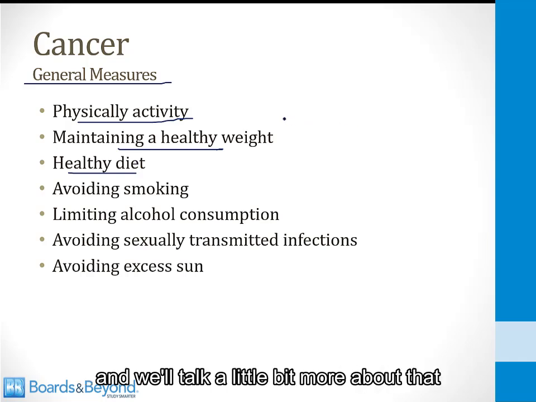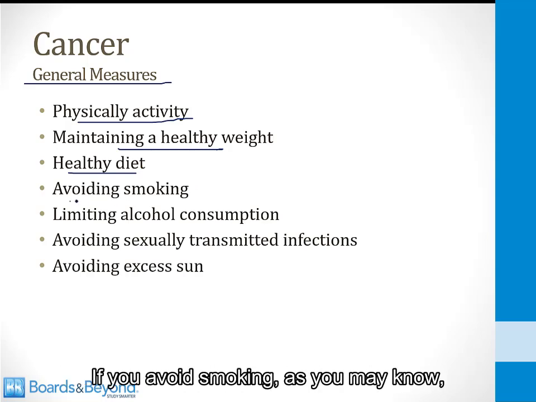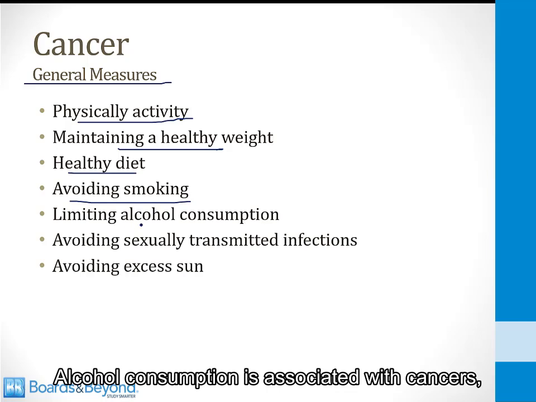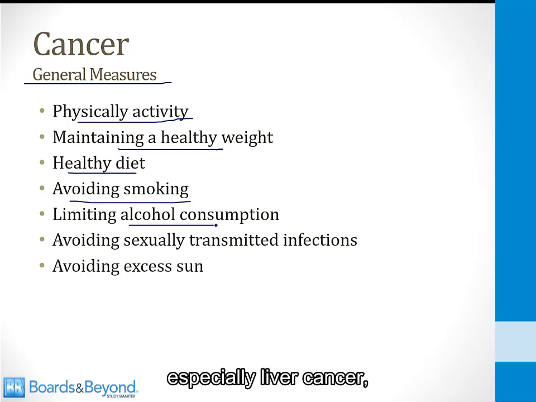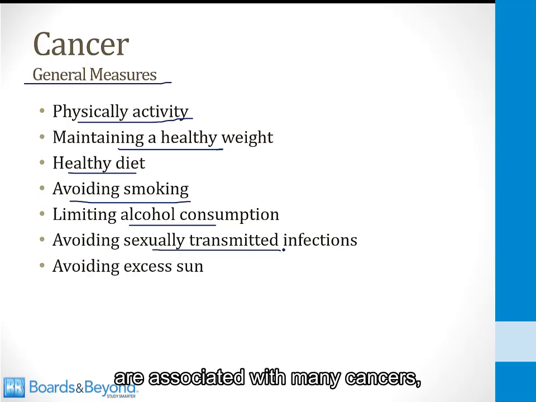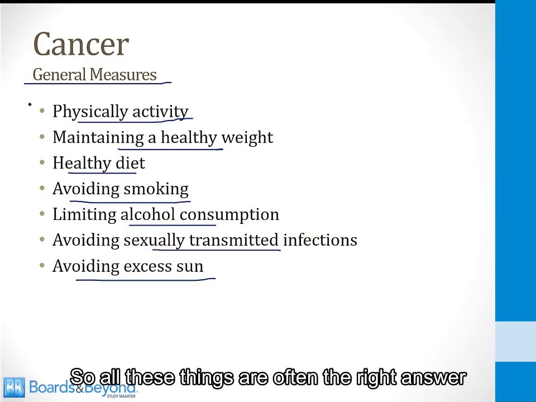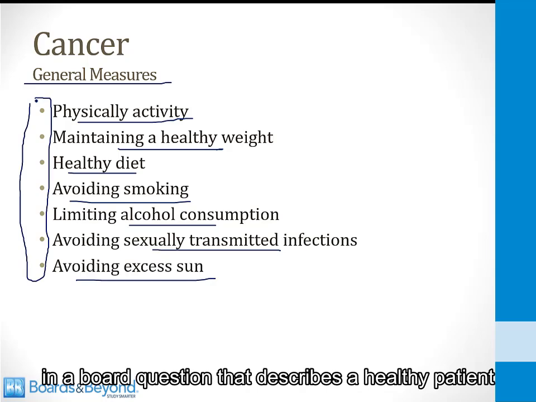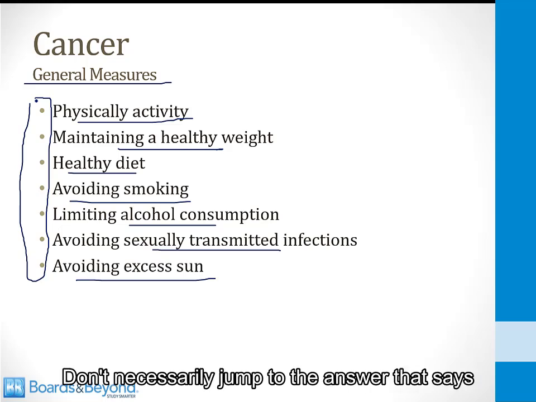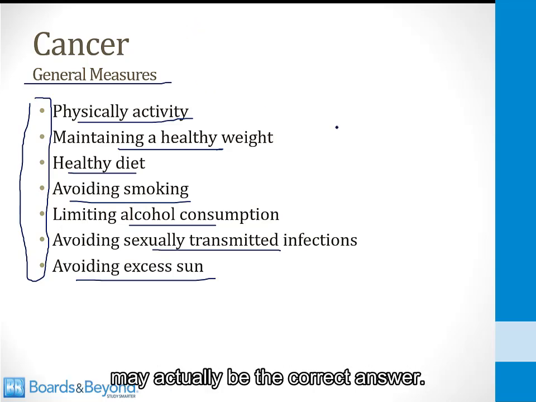And we'll talk a little bit more about that on the next slide, but patients who are sedentary and overweight are more likely to develop cancer. If you avoid smoking, as you may know, there are a number of cancers associated with smoking, so if you don't smoke, your risk is lower. Alcohol consumption is associated with cancers, especially liver cancer, so limiting alcohol consumption prevents cancer. STIs, sexually transmitted infections, are associated with many cancers, so you want to avoid those. And obviously, avoiding excess sun prevents melanoma. So all these things are often the right answer in a board question that describes a healthy patient and says, what should you do to prevent cancer? Don't necessarily jump to the answer that says a mammogram or a blood test for a prostate antigen. One of these things shown in the slide may actually be the correct answer.